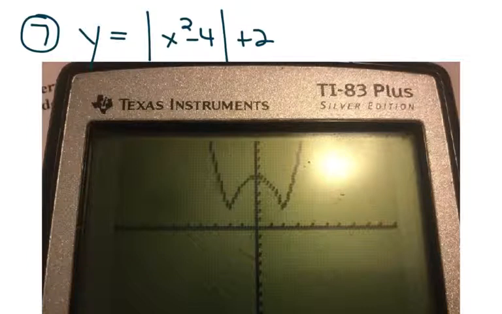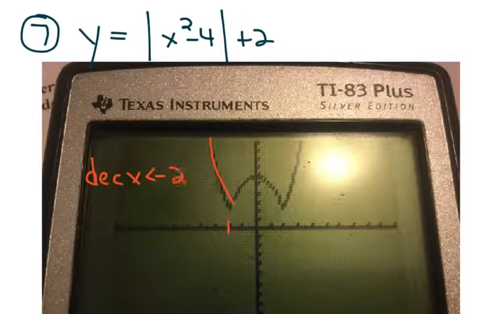Number 7, y equals the absolute value of x squared minus 4, plus 2, gives you this graph. I actually don't even need to use the maximum and minimum functions to determine the x values at which it stops increasing or decreasing. So from left to right, first it is decreasing. It is decreasing when x is less than, well, it stops at 2, or negative 2, sorry, on the x-axis. And then at negative 2, it starts increasing until it gets to x is 0. So it's increasing from negative 2 until 0.